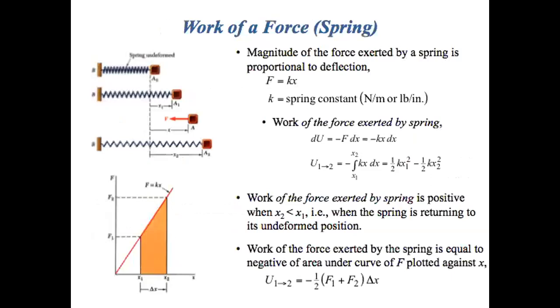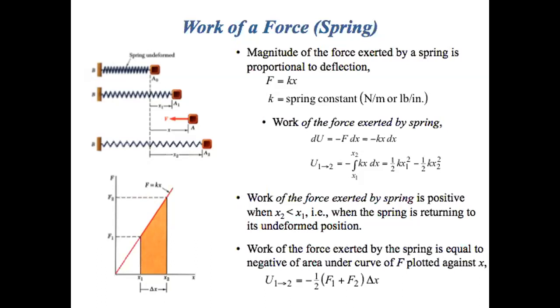By Hooke's law, we can find the force of a spring. The spring force equals the spring constant times the deformation of the spring, or F equals k times x. The work done on an object by a linear spring is negative 1/2 k times (x2 squared minus x1 squared), where x1 and x2 are the values of the stretch of the spring at the initial and final positions.